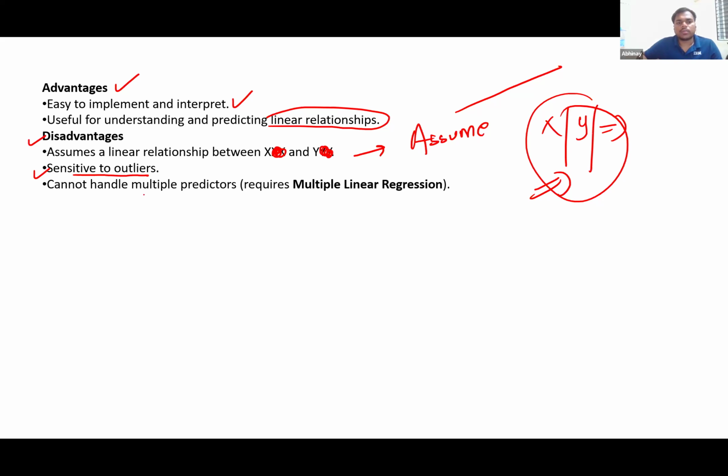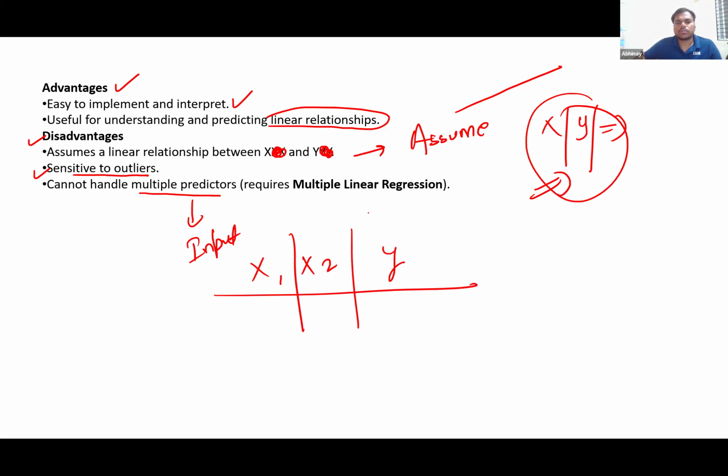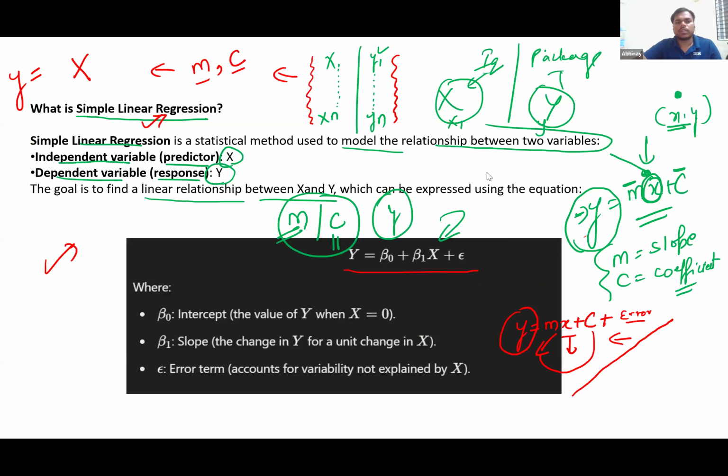And it cannot handle multiple predictors, right? It means that, suppose you have multiple inputs in your data set, right? X1 or X2 and after that y. For that purpose we will use multiple linear regression. So this is the simple introduction to linear regression.